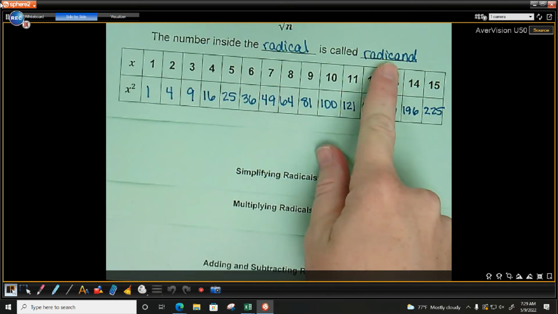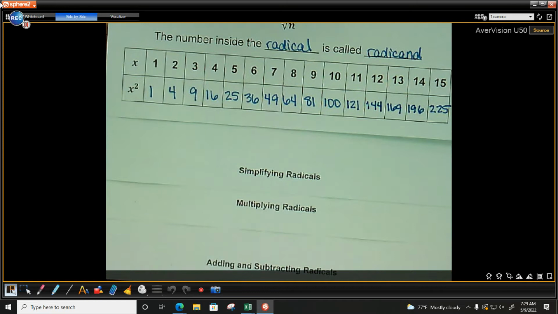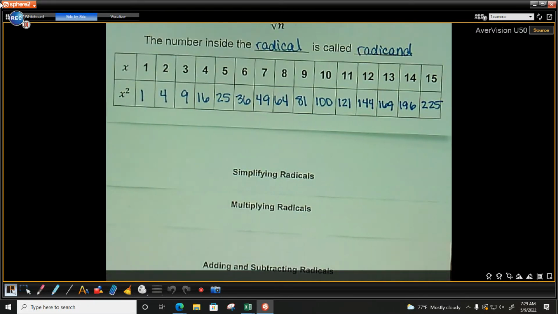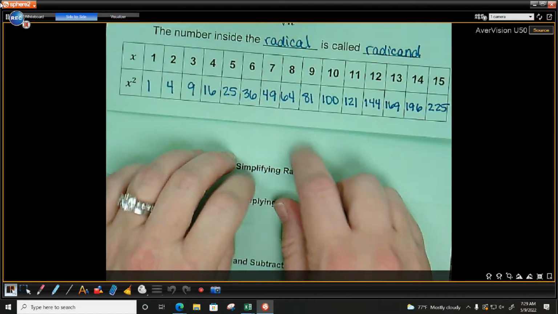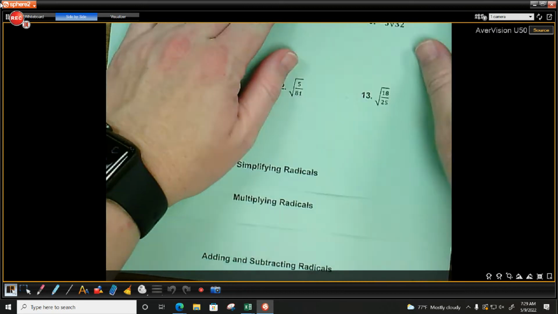under the radical sign, is divisible by any of these perfect squares. If your radicand is divisible by a perfect square, you are not fully simplified. Okay? We good? Do we kind of remember this? Remember this, the calculator is going to help us a lot.